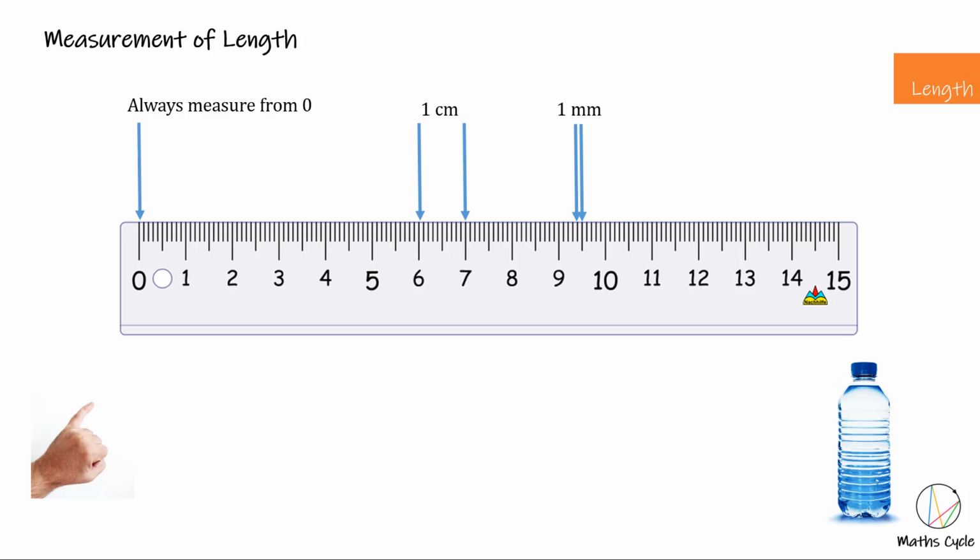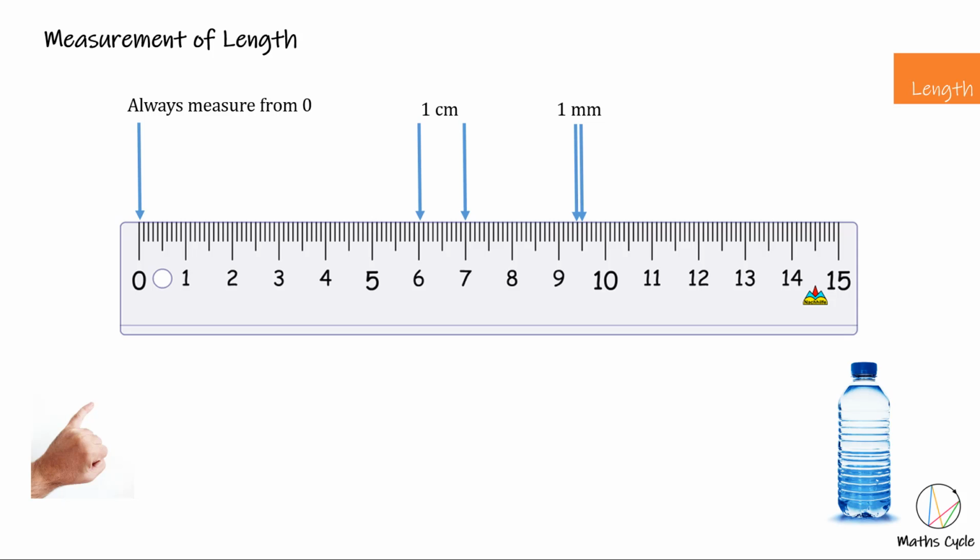Now when you're measuring centimeters, we usually use a ruler. And the thing to remember here is to always measure from 0. Some people by accident measure from the beginning of the ruler. And our centimeters here are shown 1, 2, 3, 4, 5, 6, 7. If you look between 6 and 7, that's the width of 1 centimeter. And in between 6 and 7, it's broken up into 10 equal parts. And those little parts are called a millimeter.